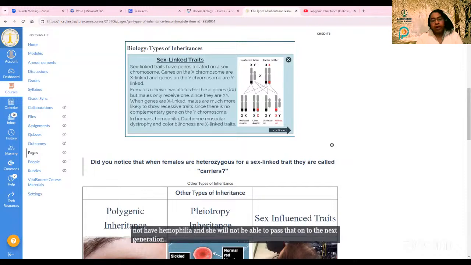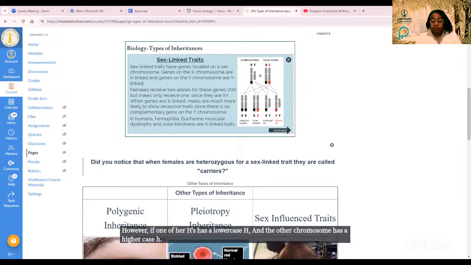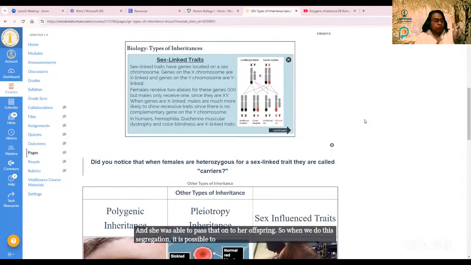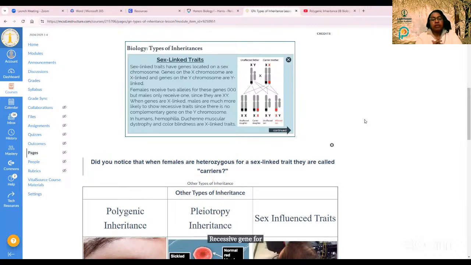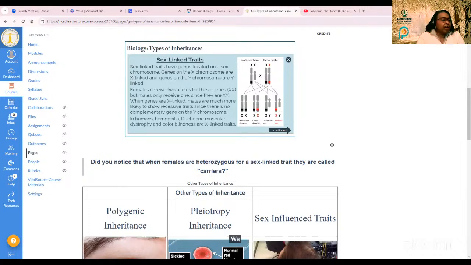However, if one of her chromosomes has a lowercase h and the other has a capital H, she will not have hemophilia, but she will be what we call a carrier. And she is able to pass that on to her offspring. So when we do the segregation, it is possible to pass one normal gene and one recessive gene for hemophilia. Remember, when we do the Punnett square, that's a probability. It's possibilities. We could never have that possibility happen, or we could always have that possibility happen.